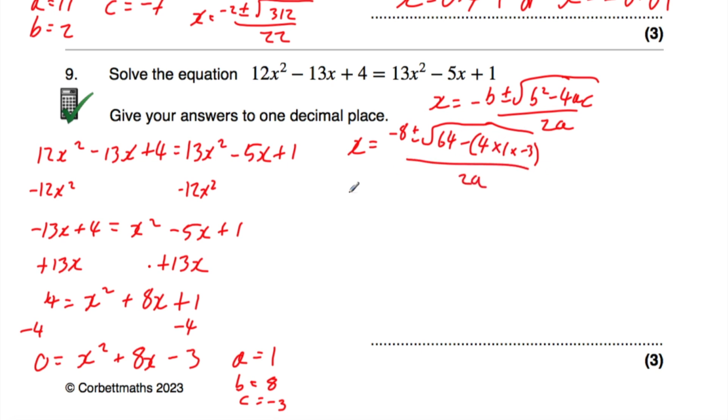Now, if we simplify what's inside the brackets, we're going to have x is equal to negative 8 plus or minus the square root of 64 minus, and then in our bracket we had 4 times 1, which is 4, times negative 3, which is negative 12.